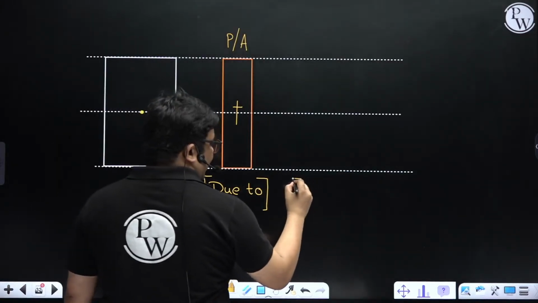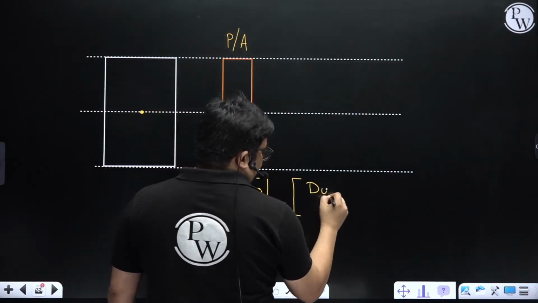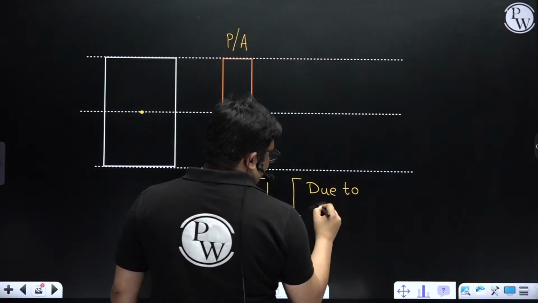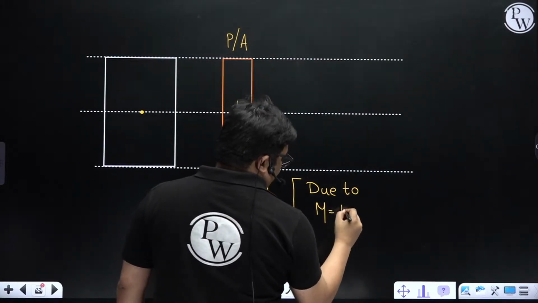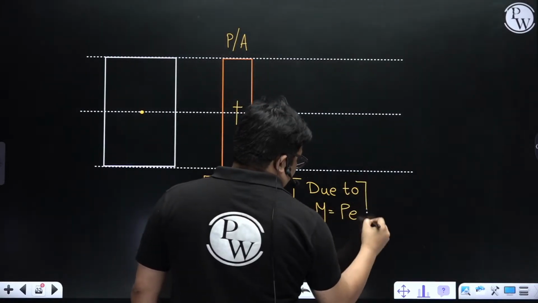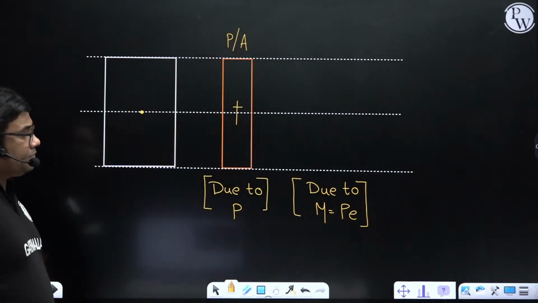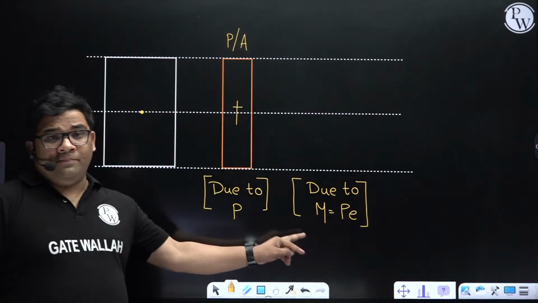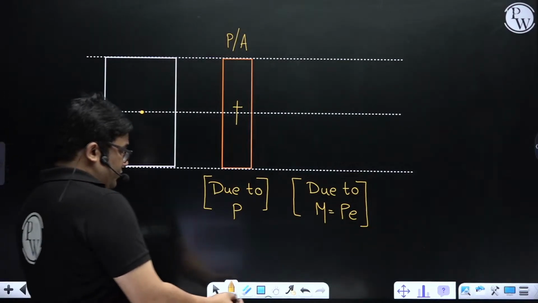Now due to the bending moment M equal to P into e, what will happen? I'll get bending stress, and bending stress is a linear distribution, right?